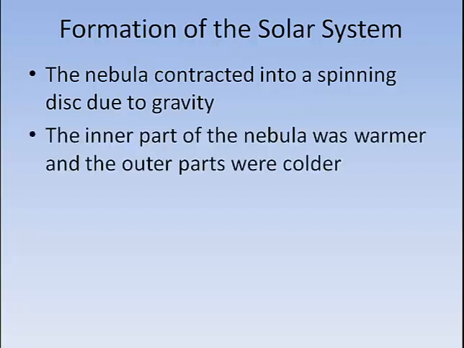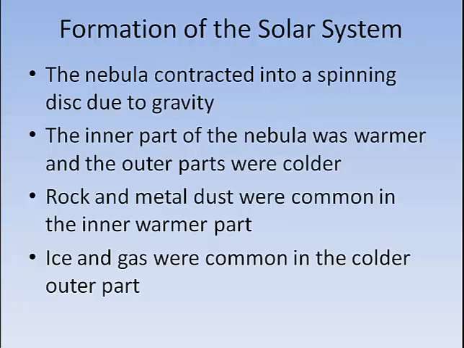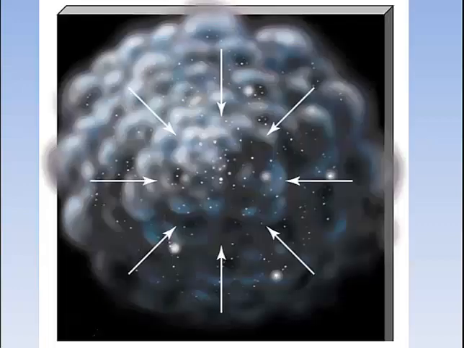And the inner part of that spinning disk was warmer, and the outer parts were cooler. So in the inner part that was warmer, rock and metal dust were more common. And in the outer part, where it was cooler, ice and gas were more common.